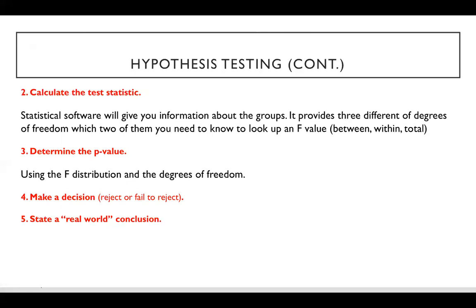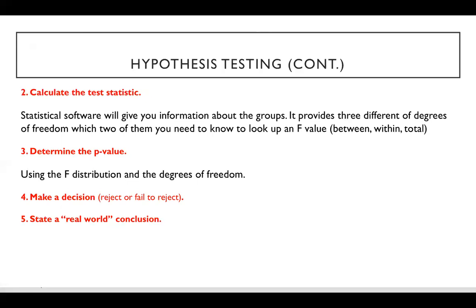When we're calculating our test statistic, we can use Minitab in order to calculate that. There's no formula I can give you to do that. But in Minitab, it will provide 3 different degrees of freedom, and 2 of them you can use to actually look up your F test statistic. It'll give you between, within, and total. So total is just between and within added up to one another.